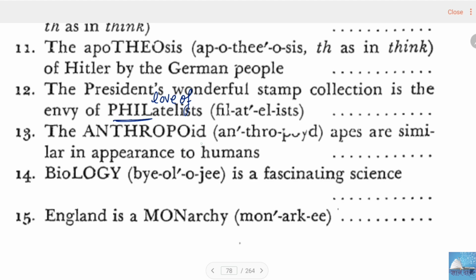The anthropoid apes are similar in appearance to humans. Anthropo means human, so anthropoid is man-like.